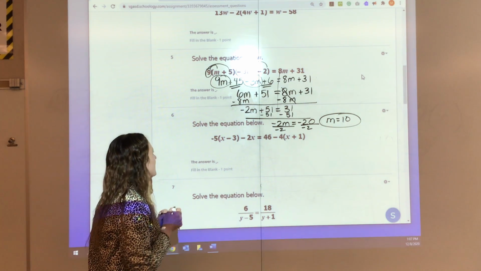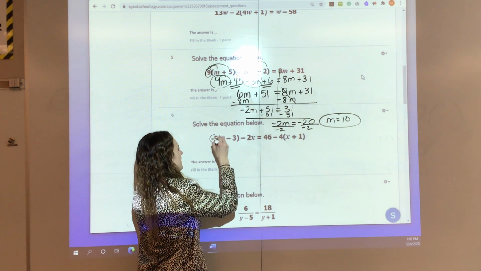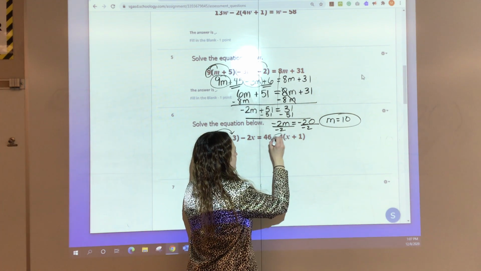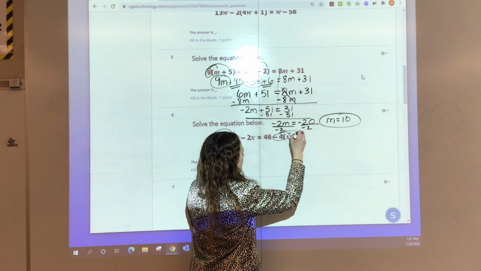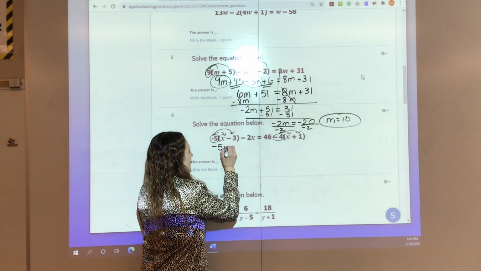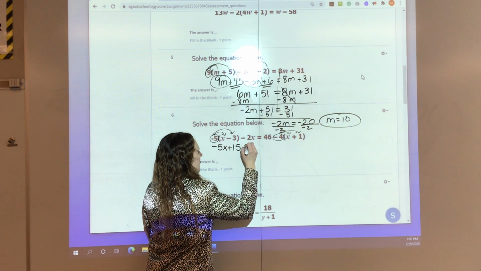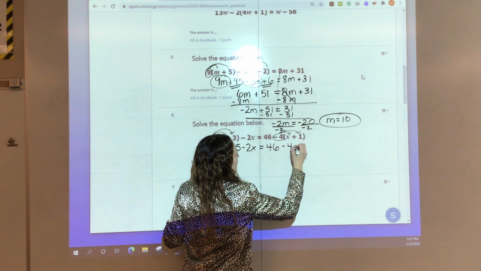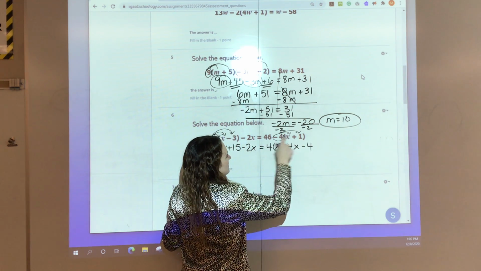All right, same thing with number 6. I'm going to distribute my -5. I also will have to distribute this -4, and then we'll clean it up. So we get -5x plus 15 minus 2x equals 46 minus 4x minus 4.